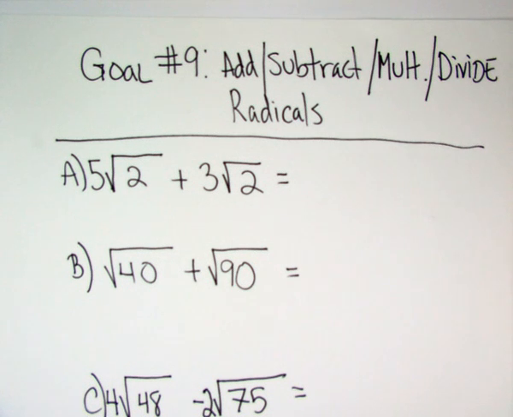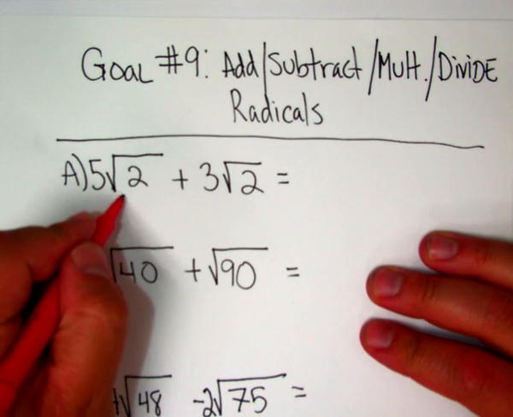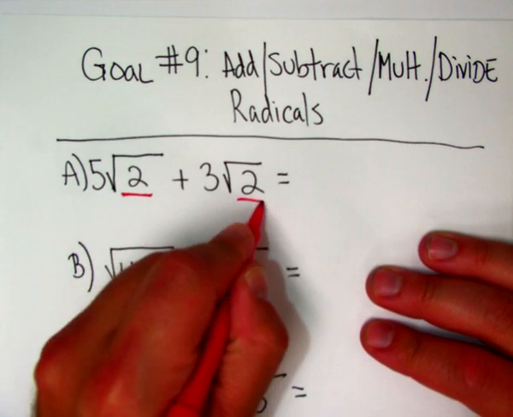Okay, everybody. For this goal, we're going to be working with goal number 9, which is adding, subtracting, multiplying, and dividing radicals. We're just going to do some basic operations with each one of these. And I've only got 5 examples here, just because we did a lot of examples with simplifying the square roots earlier on. So with goal number 9, adding and subtracting radicals, the only way that we can add radicals or subtract them is if the inside value of the radical is identical to the other one.